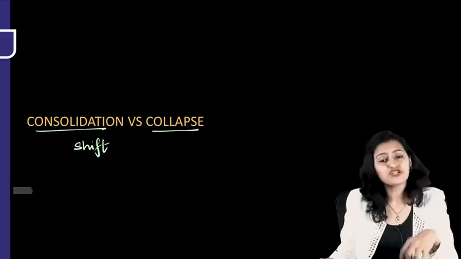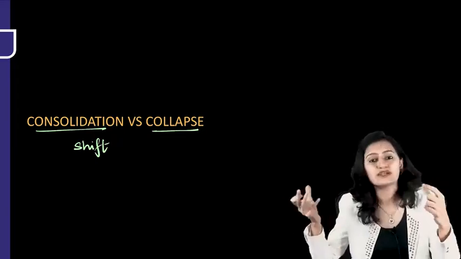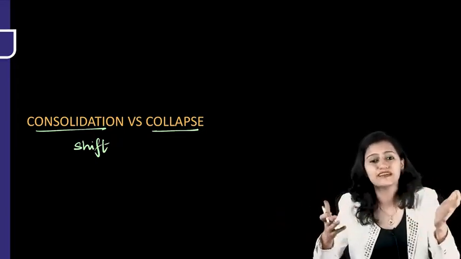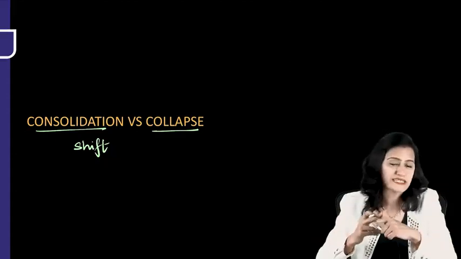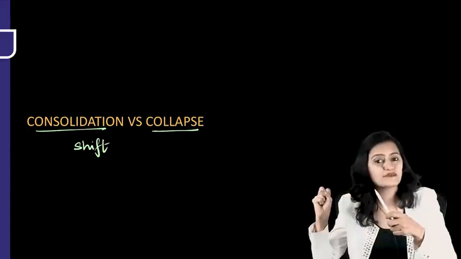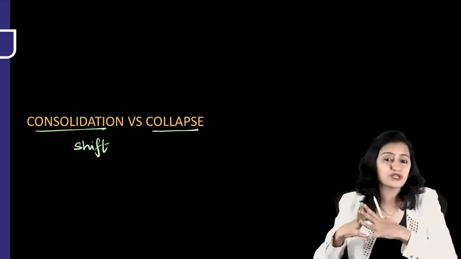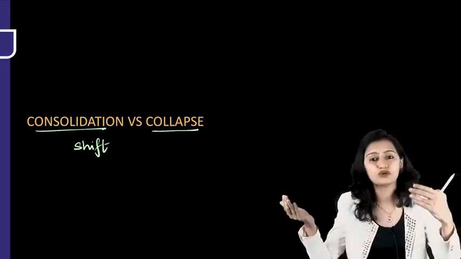Now, how do we differentiate whether it's a consolidation or a collapse? Both of them look white. Consolidation, because of the solidification, the density increases, so it looks white. Collapse, because the air is removed, the black part is removed, so even collapse looks white. So how do we differentiate whether it is right upper lobe consolidation or collapse?